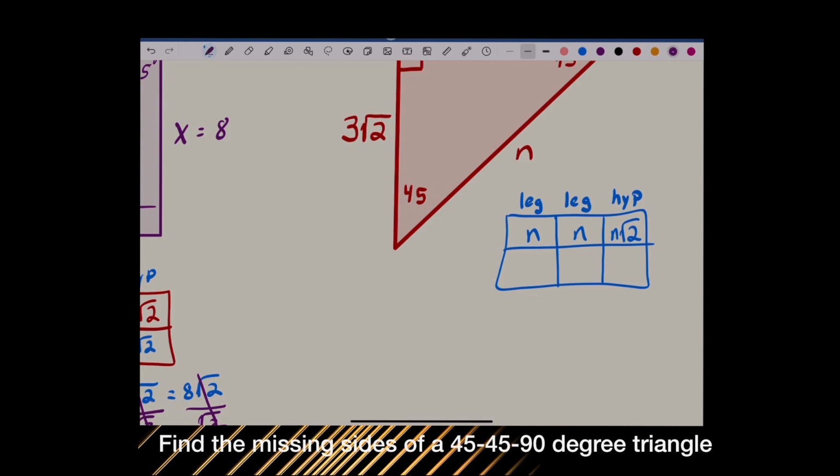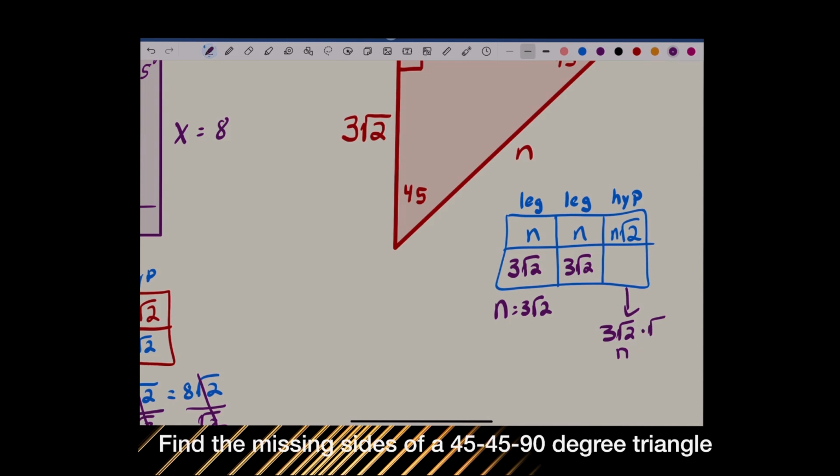Which one do we know, leg or the hypotenuse? Leg. So we know the leg is 3 times the square root of 2. So n is equal to 3 times the square root of 2. So my second column is just n, so I can put 3 times the square root of 2. The third column is n times the square root of 2. So down here, that's going to be 3 times the square root of 2. That's just my n value.